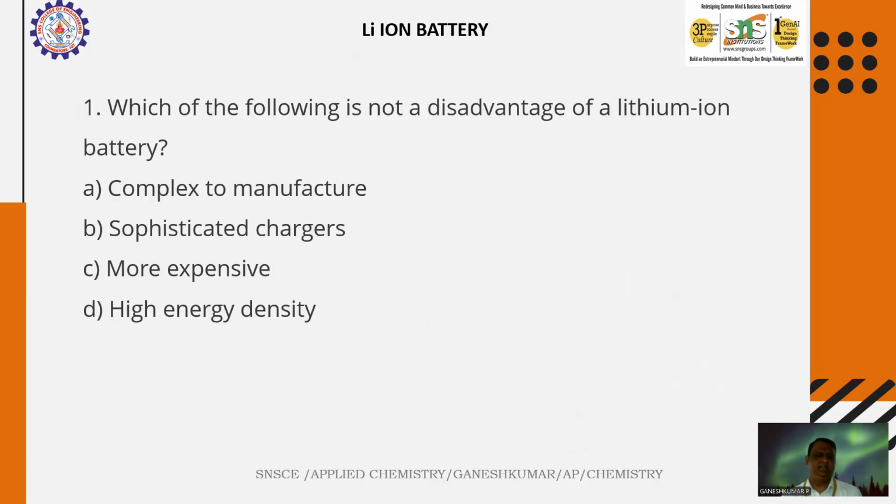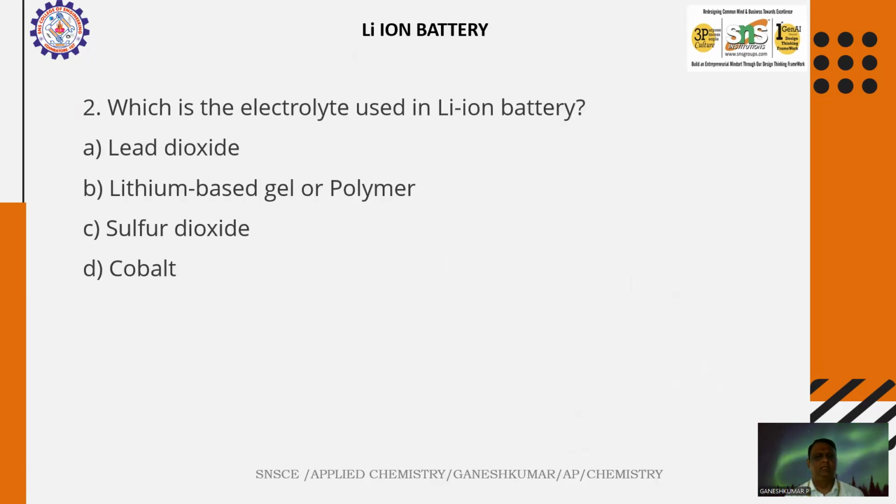We'll discuss this in a simple way. Which of the following is not a disadvantage of the lithium-ion battery? Complex to manufacture, sophisticated charges, more expensive, high energy density. So high energy density is not a disadvantage; it is an advantage. Which is the electrolyte used in the lithium-ion battery? The electrolyte is lithium-based gel or polymer.